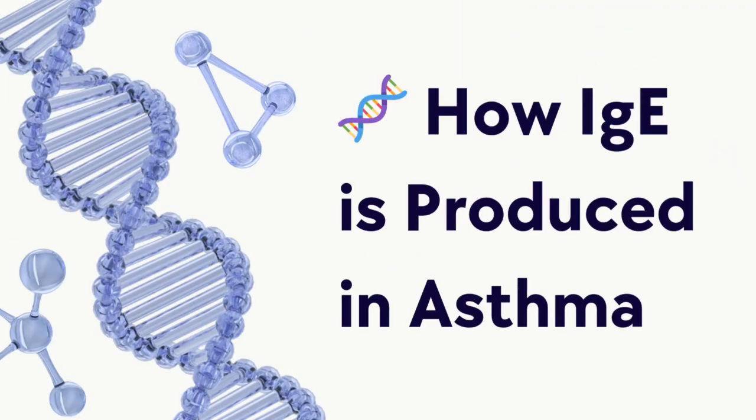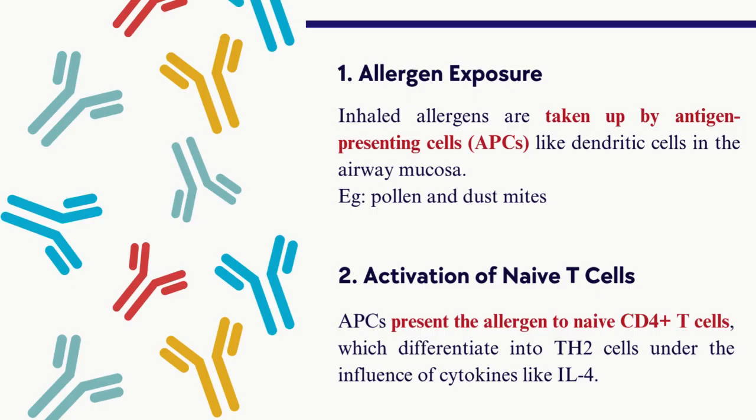Next, in allergic asthma, one of the key features is the production of IgE, which is a type of antibody that plays a central role in triggering allergic reactions. In this part, I will explain the immunological steps that lead to IgE production after exposure to an allergen. So it all starts with allergen exposure. Inhaled allergens are taken up by antigen-presenting cells, APC, like dendritic cells in the airway mucosa, for example, pollen and dust mites. Second is the activation of naive T cells.